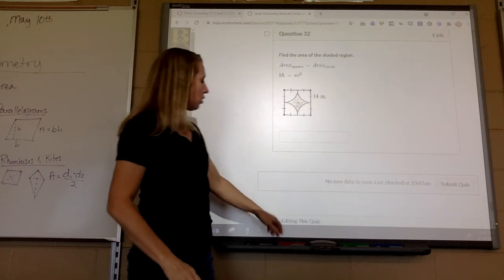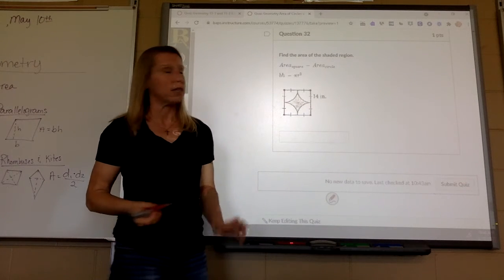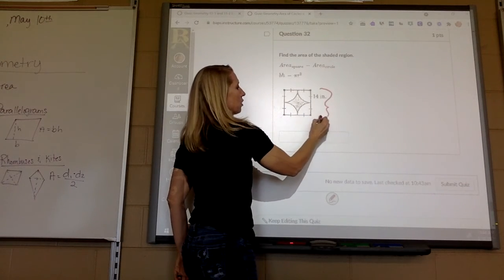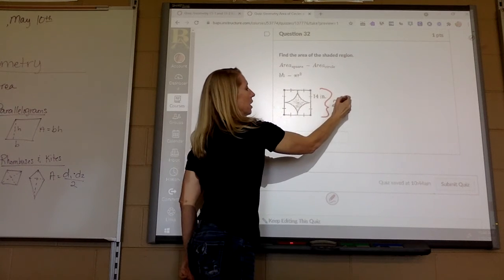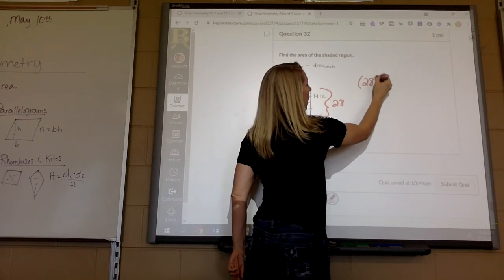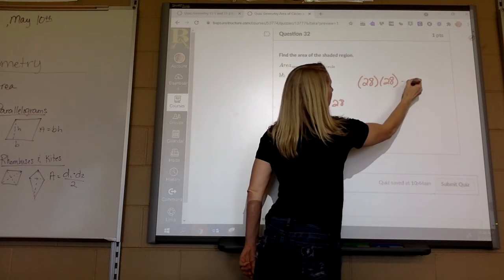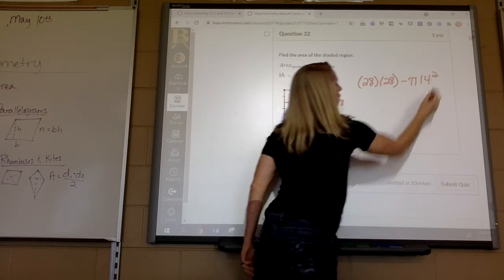Now on 32, the radius is actually 14. So what would that whole side of your square be? It would be 28. So you would do 28 times 28 minus pi 14 squared.